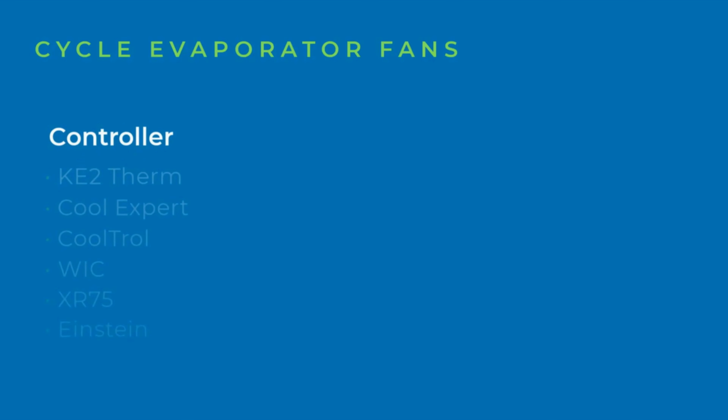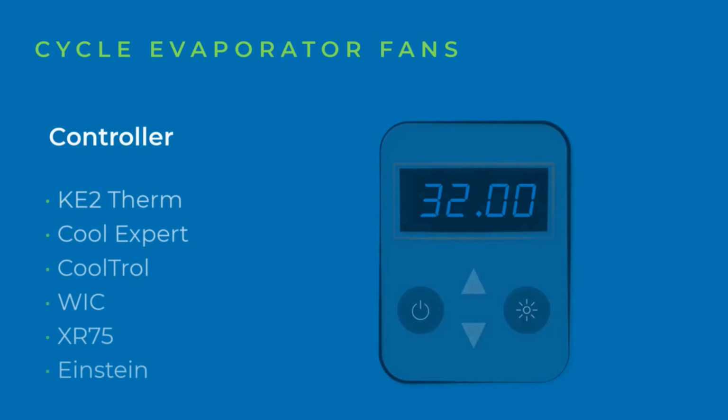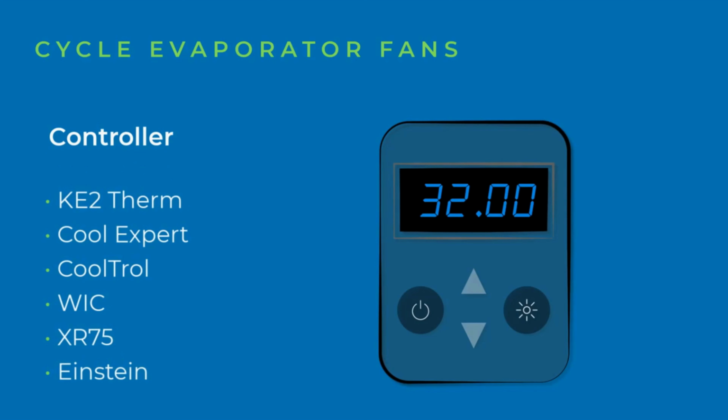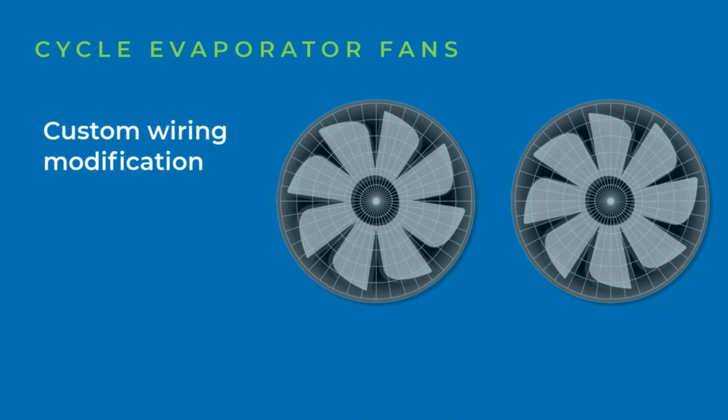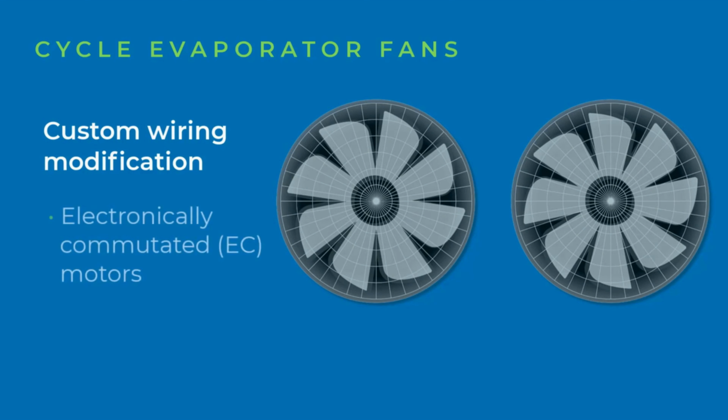First, you can install an aftermarket controller, for example, Key2Therm, Cool Expert, Cooltrol, Wick, XR75, or Einstein. Option 2 is to do custom wiring modification, which allows evaporator fans to cycle off when the liquid solenoid valve closes. Additionally, fans can be upgraded with electronically commutated, or EC, motors that offer higher operating efficiency and can also have the option of operating at lower speeds if practical.